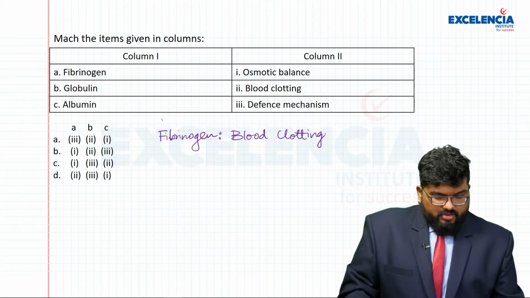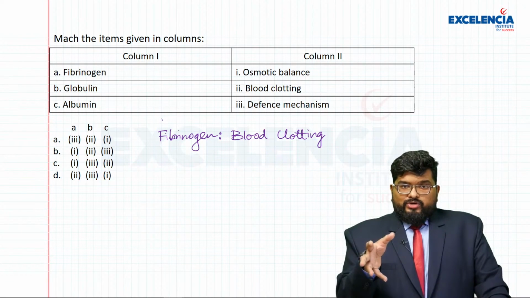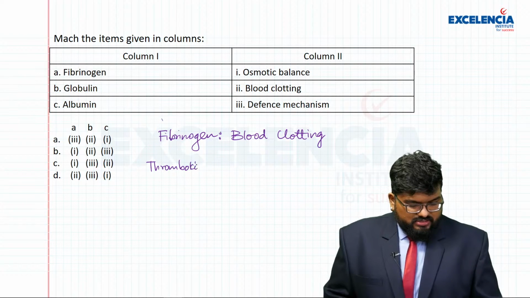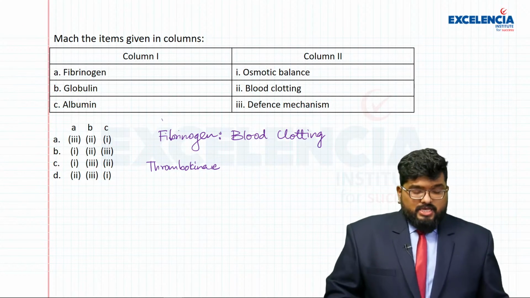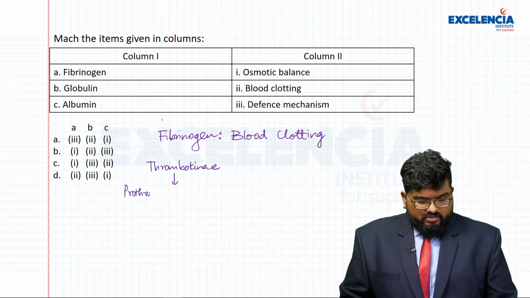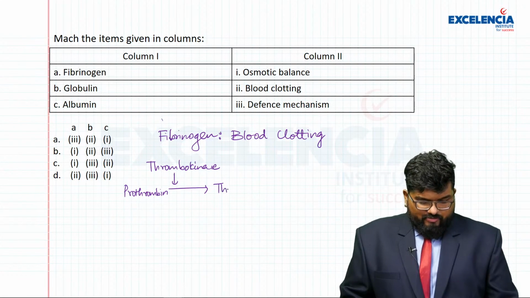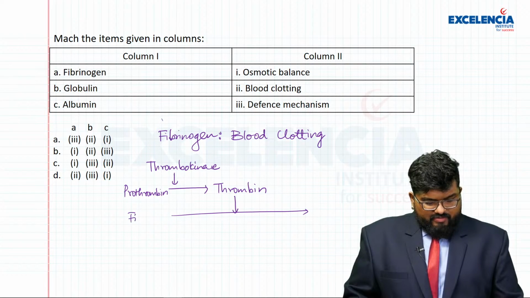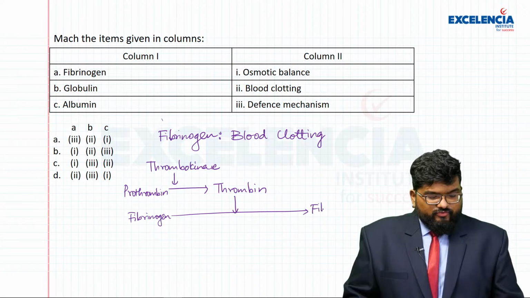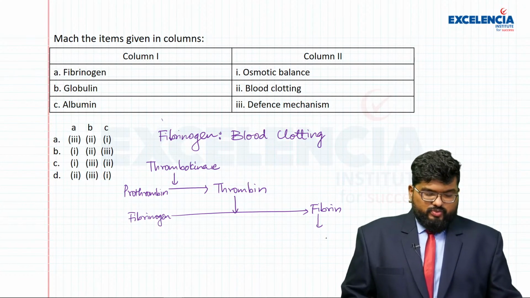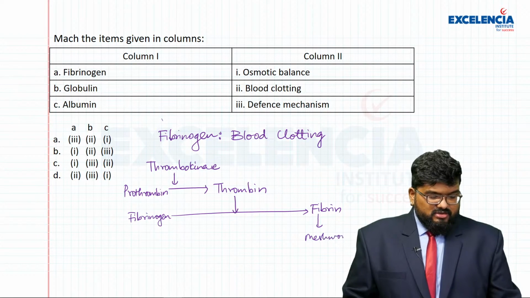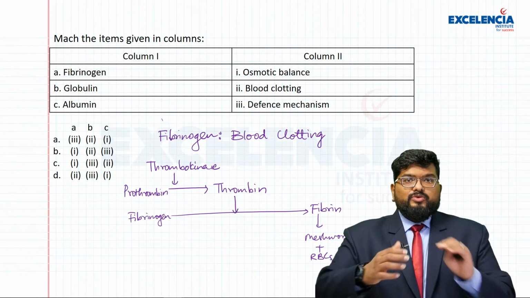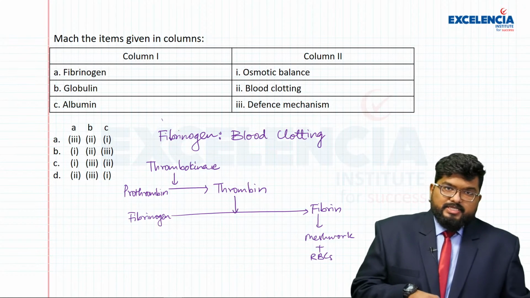Recall that at the site of the wound, platelets arrive, and platelets release a component called thrombokinase. Thrombokinase converts prothrombin to thrombin. Thrombin converts inactive fibrinogen to fibrin, and fibrin forms a meshwork, traps RBCs, and forms a clot, isn't it? It forms a blood clot which plugs the wound and prevents blood loss. That's basically what happens over here.